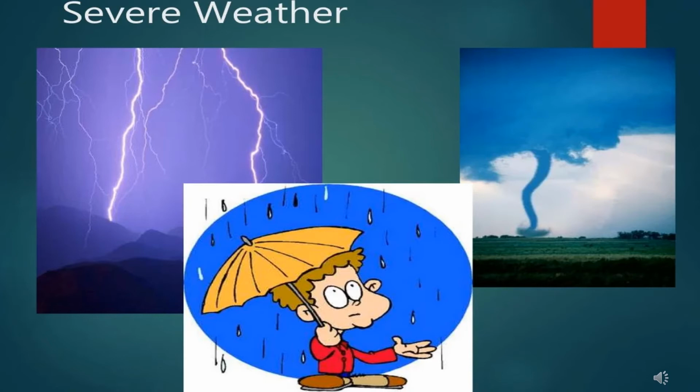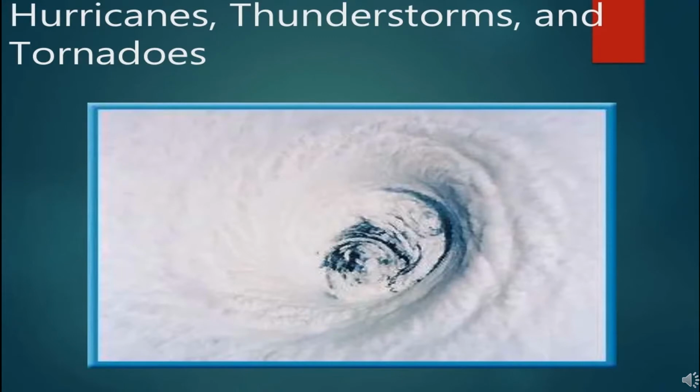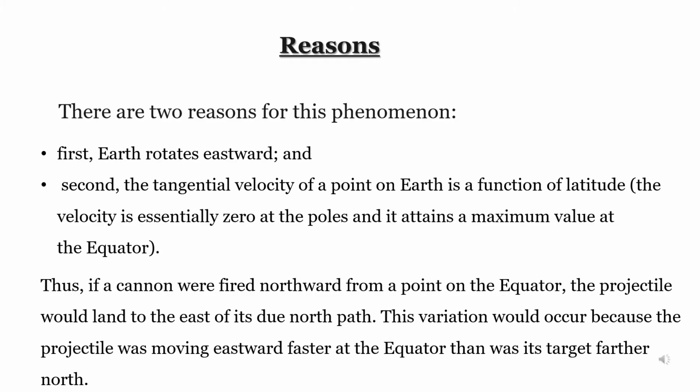Here you can see different pictures depicting the effect of the Coriolis effect on different weather: thundering, raining, and tornadoes. These are the severe weather effects of the Coriolis effect. Hurricanes, thunderstorms, and tornadoes are the effects that are studied under the Coriolis effect. Now, the reasons for these phenomena.